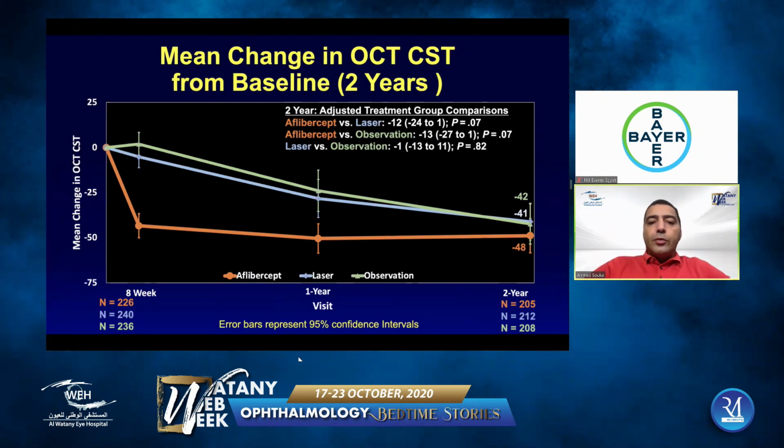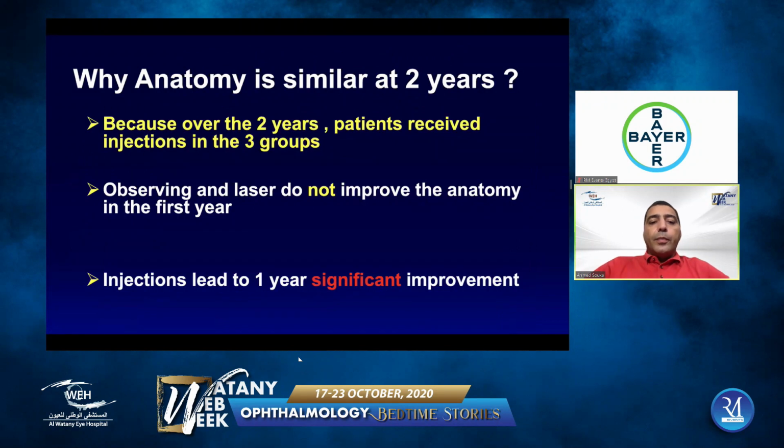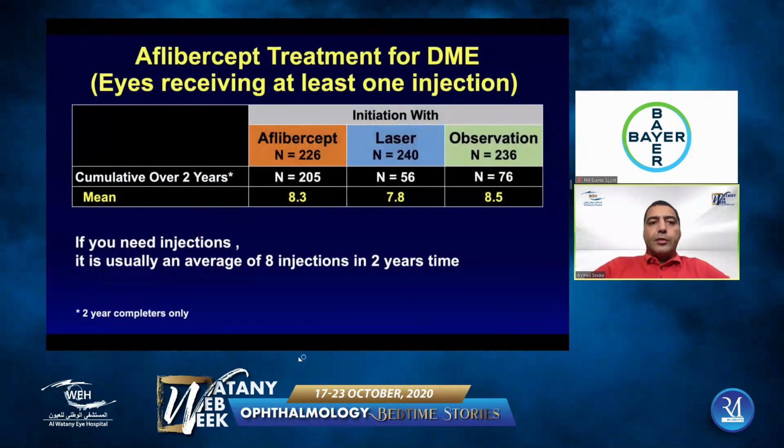So the overall group, in cases of observation or laser at the start, still looked the same on OCT after 2 years because you treated the ones who behaved badly. So observing or laser does not improve the anatomy in the first year, but after you inject, of course, there will be some significant improvement. Okay. One last important point, I think: why not give the laser?